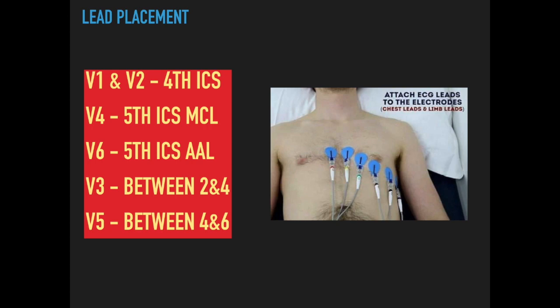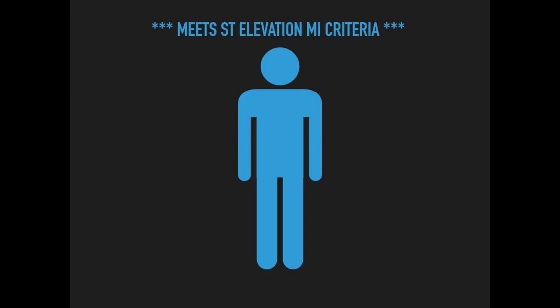Then I like to place V4 at the fifth intercostal space, mid-clavicular line, so right underneath the nipple. And then V3 can go right in between V2 and V4. You should be able to draw a line straight from V2 to V4 and place V3 right in between that. And then I like to place V6 at the fifth intercostal space, anterior axillary line, so it just goes straight across right under the axilla at the fifth intercostal space. And then V5 can go directly between V4 and V6.